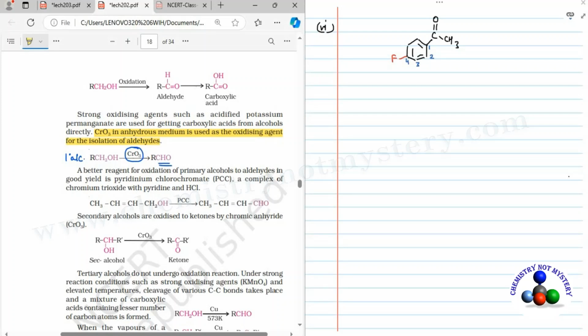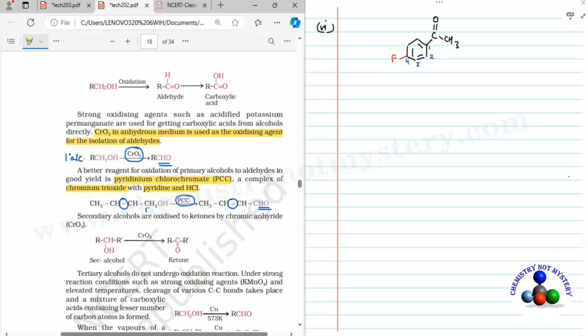Another better reagent for the oxidation of primary alcohol to aldehyde in a good yield is pyridinium chlorochromate. The other name is PCC. It is a complex of chromium trioxide with pyridine and HCl. Here another example is given. It is again primary alcohol. This carbon is primary, so the alcohol is also primary alcohol. When it undergoes oxidation with PCC, it gives aldehyde without disturbing the double bond present in the molecule.